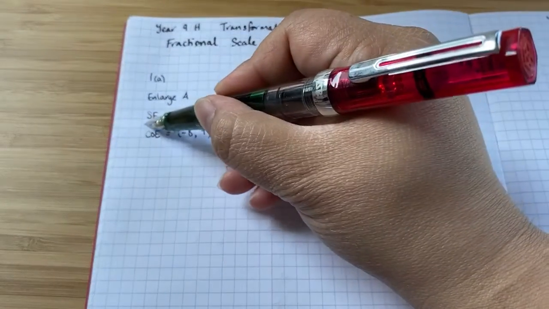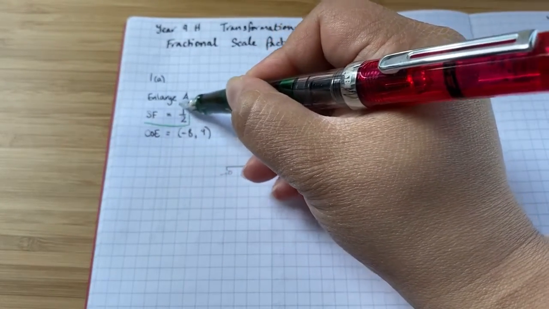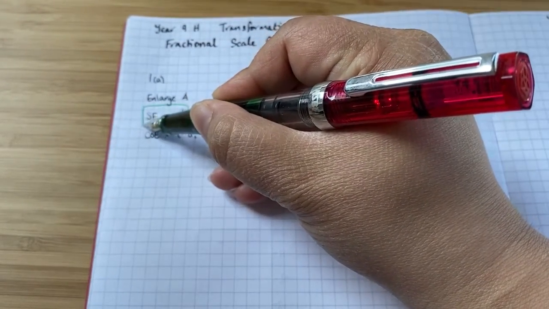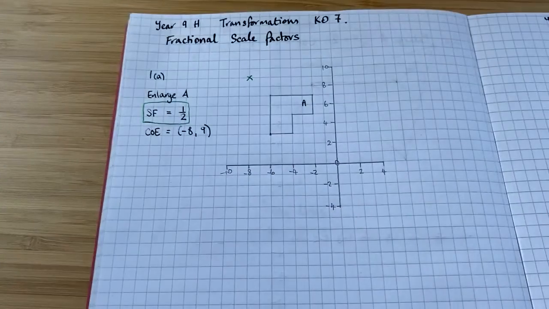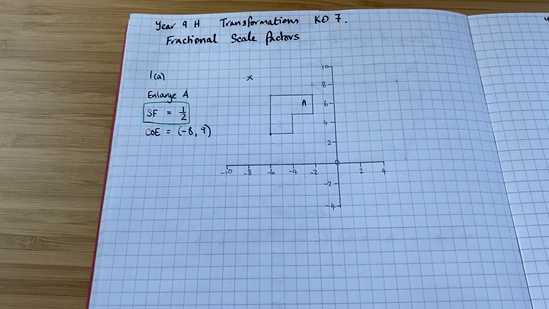And now we look at the scale factor. So in the previous Knowledge Organizer number 6, scale factors were whole numbers, integers, and that's what we were multiplying by. And it is the same case here. We still multiply by the scale factor. Just this time we're multiplying by 1/2, which means we're going to half all our distances from the center of enlargement and half the length of the sides of the actual shape.